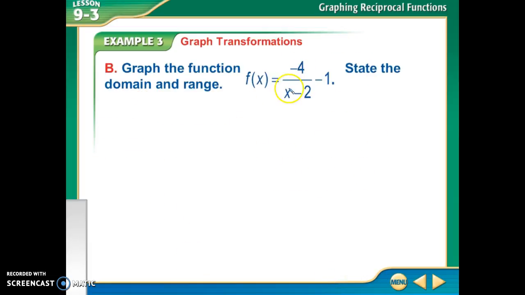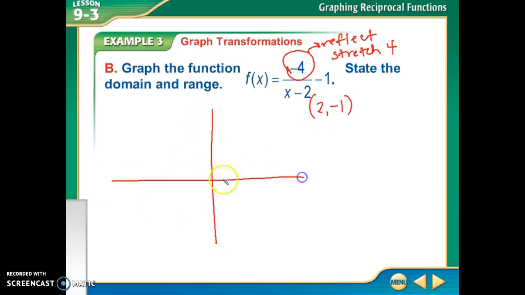All right, for this one, my A value is negative, so it reflects, and it's a 4, so it's going to stretch by 4. My H value is a positive 2, my K value is a negative 1. So on my graph, I'm going to go to 2, negative 1. You can put a little dot, and I need a vertical and horizontal dotted line going through that point. So there's my vertical and horizontal asymptote.